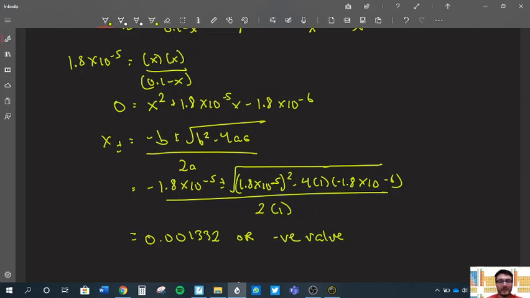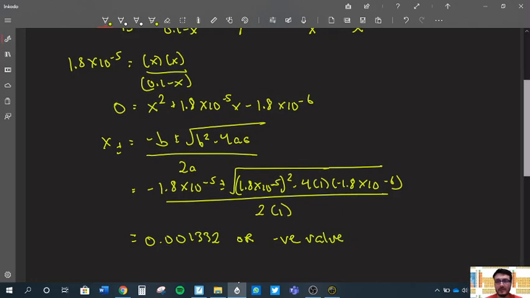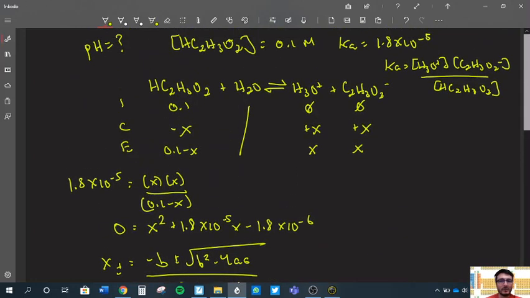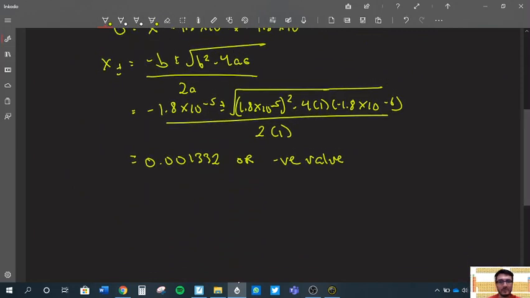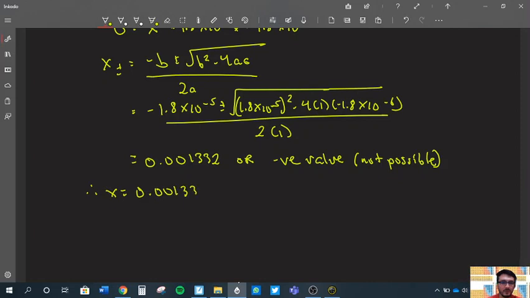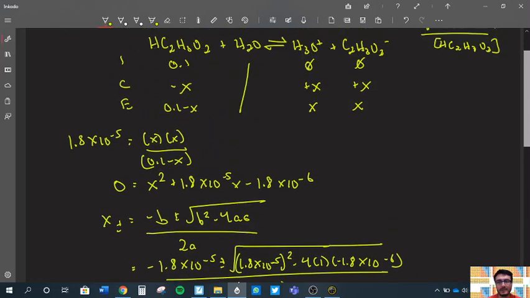Now, it can't be negative in this case because having a negative x value would mean you have negative concentrations for these ions, for hydronium and for your acetate ions, and that can't be. So you can't have a negative value. I'm going to write not possible, just to be clear. Okay, so therefore x is equal to 0.001332.